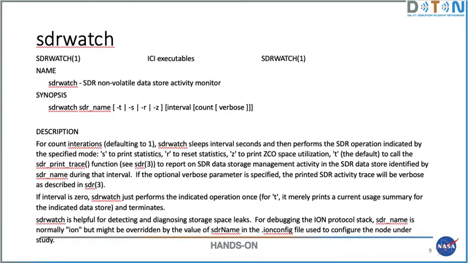So SDR Watch is a tool for looking into the SDR. You can call it with SDR Watch, you give it the SDR name, which is generally ION, and then one of these flags. And then if you want it to run periodically, you can give it an interval and a count. This is like running it under watch, so that you get several snapshots of it. You can do that and pipe the output into a file if you want to have a record of how things are changing with time.